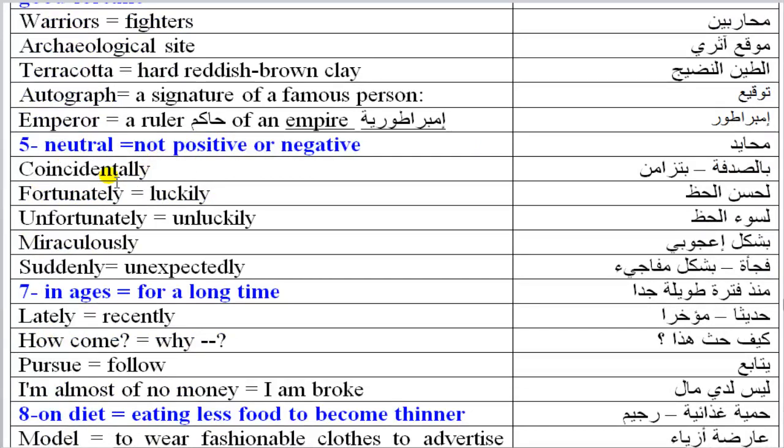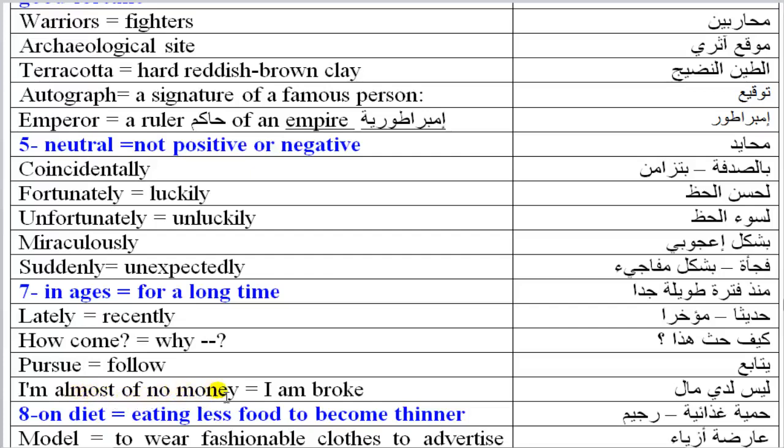Coincidentally. Fortunately, luckily. Unfortunately. British unfortunately, American unfortunately, unluckily. Miraculously, suddenly, unexpectedly. 7. In ages, for a long time. Lately, recently. How come, why? Pursue, follow.